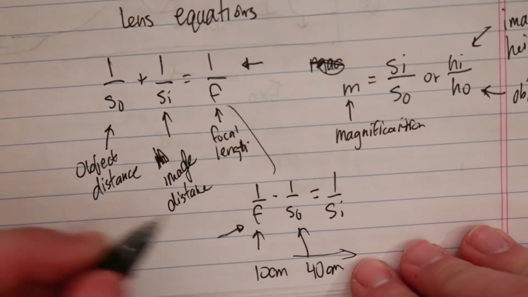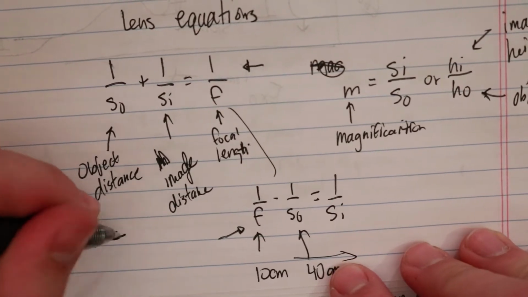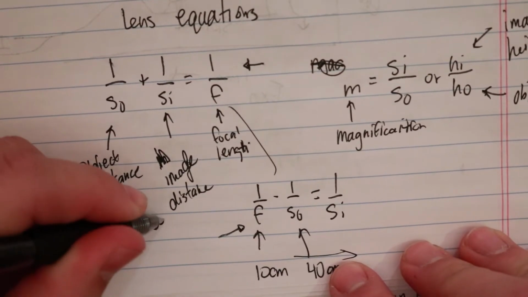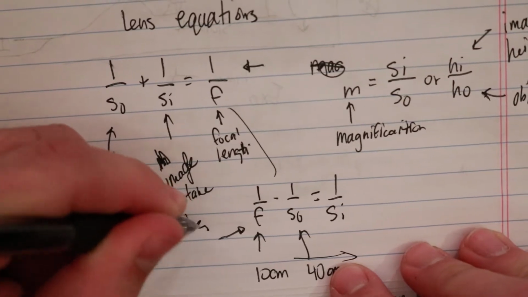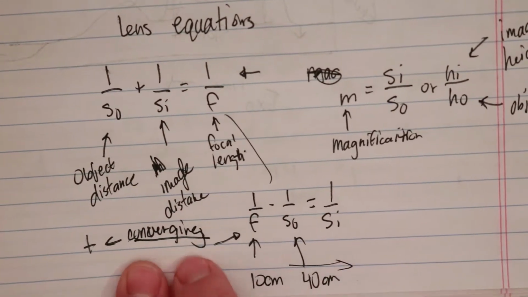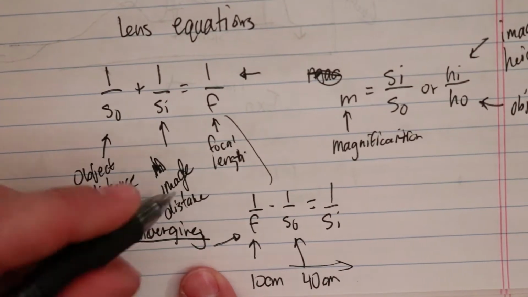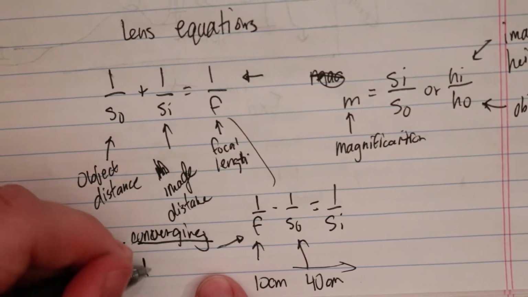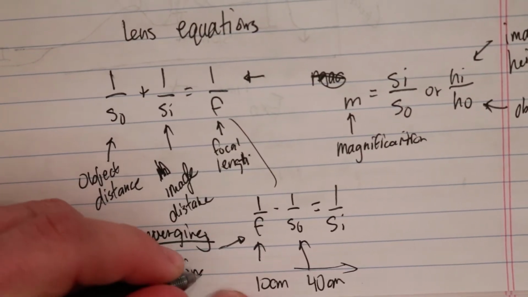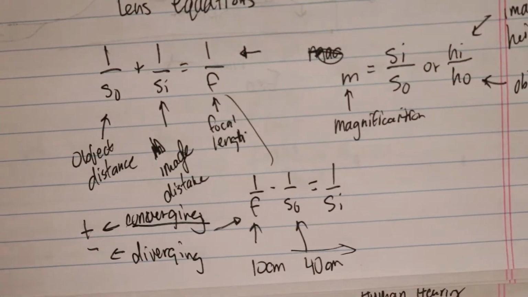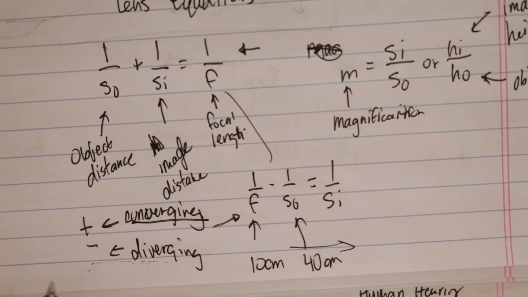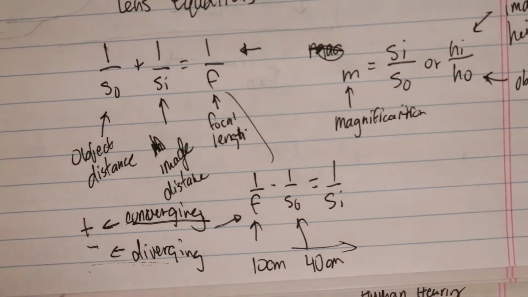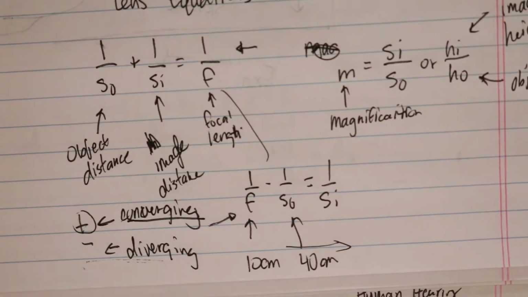Also, on this focal length, if it is positive, this means it's a converging lens. I'm just going to write converging. If it's converging, focal length is positive. If it's diverging, it's negative. The way to keep that straight in your mind is that negative people are diverging, they push people away. Converging, they bring people together. Those people are generally positive. So that's a good way to keep it straight.